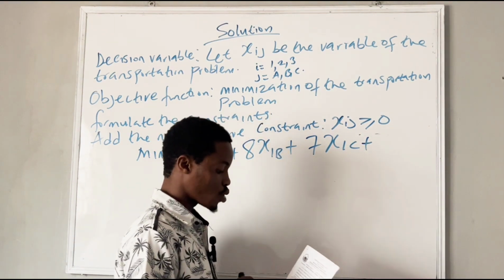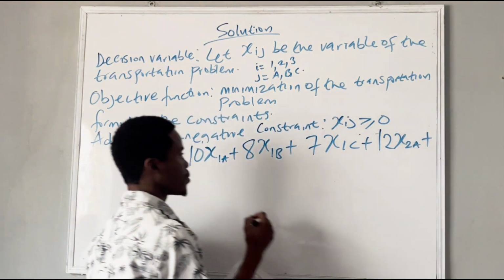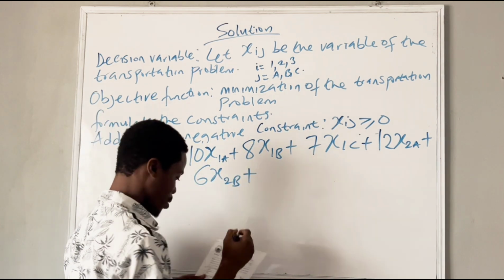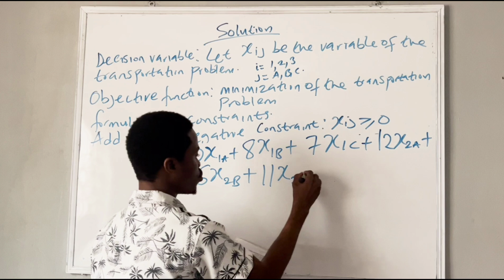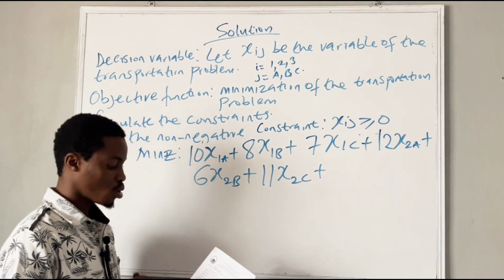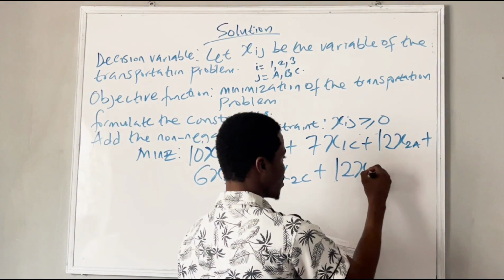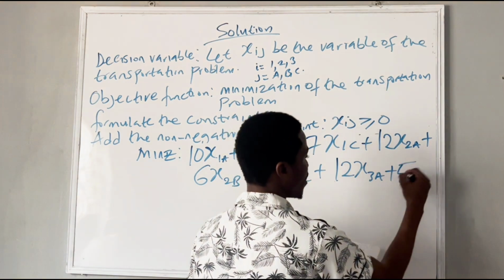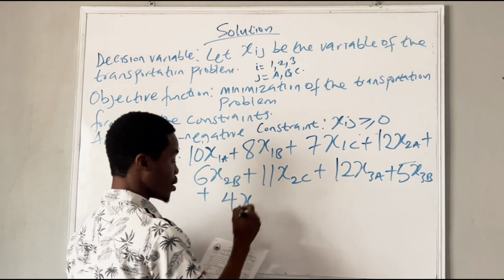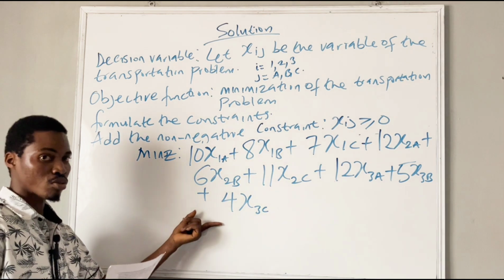Then on Ogbomoso we have 12x2a plus 6x2b plus 11x2c. We have done Ogbomoso. Then the last city is Oyo. So Oyo will now be 12x3a plus 5x3b plus 4x3c. So this is our minimization of the cost of the transportation problem.